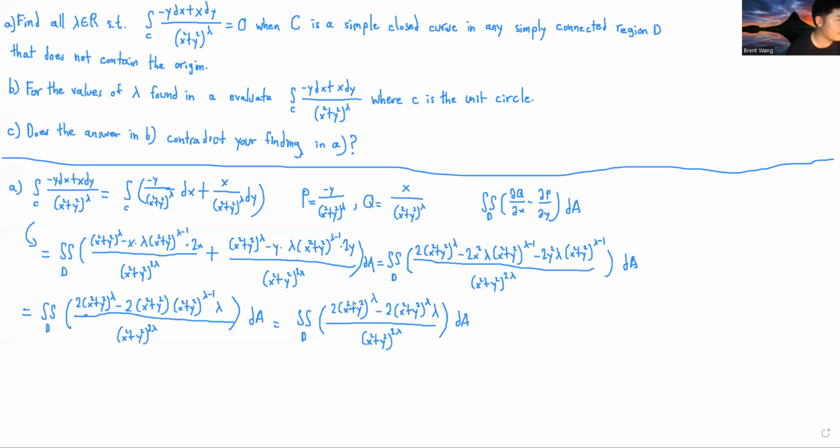And you can factor out this x squared plus y squared to the lambda in the numerator, and dividing that by the denominator gives you d, okay, all you get is 2 minus 2 lambda over x squared plus y squared to the power of lambda.